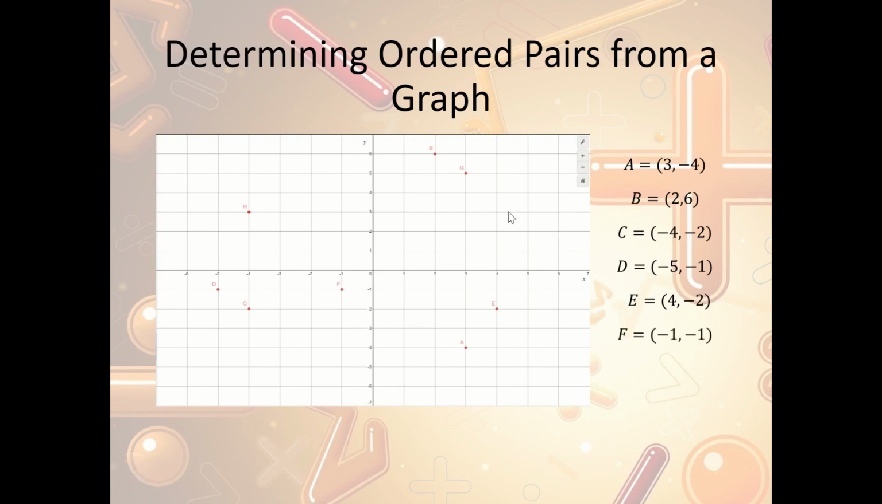And then G is here, so G is 1, 2, 3, and then 1, 2, 3, 4, 5. So (3, 5). And then H is here, which is negative 1, 2, 3, 4, and 1, 2, 3. So (-4, 3). And so that's how I can look at graphs of coordinates and be able to figure out what their ordered pairs are.